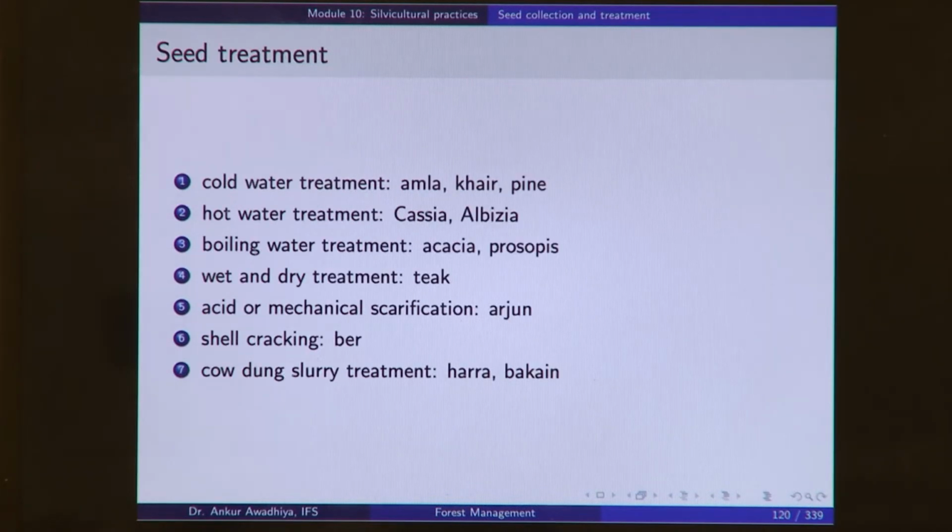Now, before using, we put the seeds through several treatments, including cold water treatment, hot water treatment, boiling water treatment, wet and dry treatment, acid or mechanical scarification, shell cracking, and slurry treatment. So, the seeds of different species of trees might require different treatments in order to help them germinate.